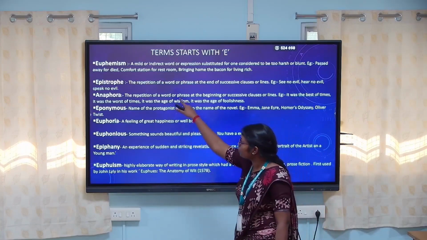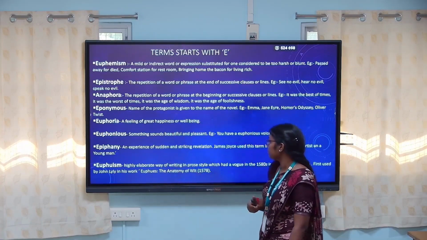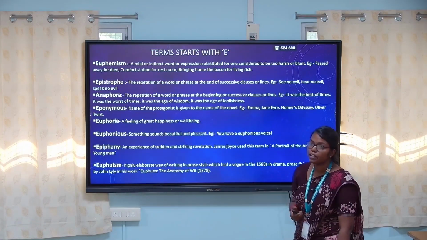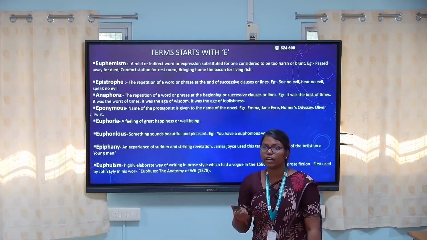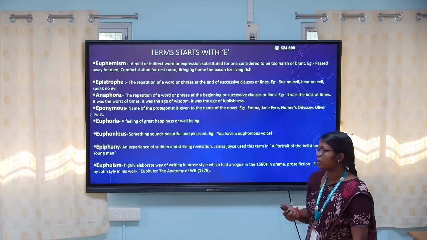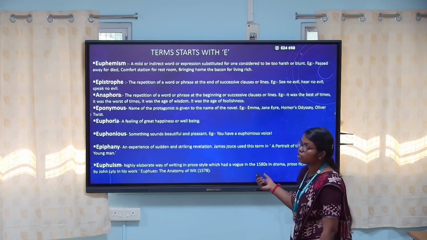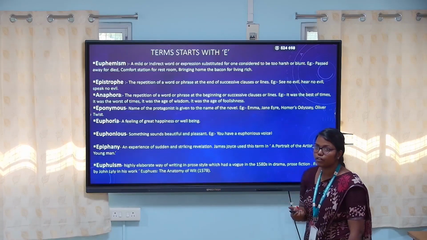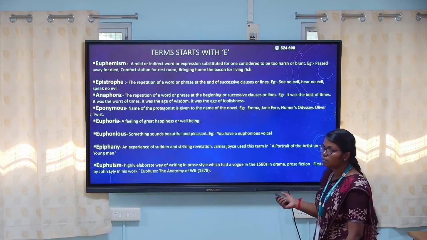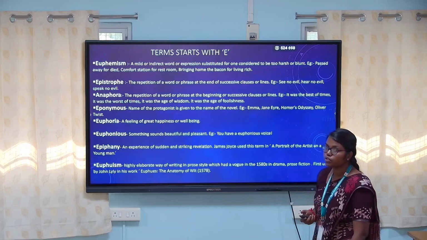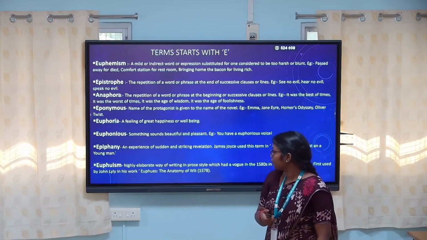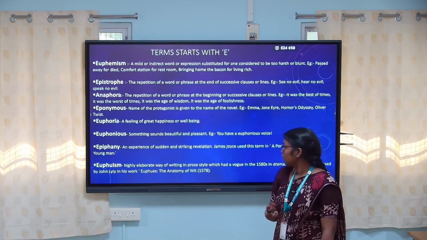The next is euphuism, not euphemism. Please don't confuse euphemism and euphuism. This is euphuism. It was a highly elaborate way of writing. An elaborate writing style in a prose work is called euphuism, which was very popular in the era of the 1580s in drama and prose fiction, and it was first used by John Lyly in his famous work named Euphues, or the Anatomy of Wit.